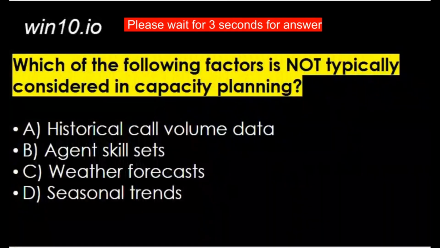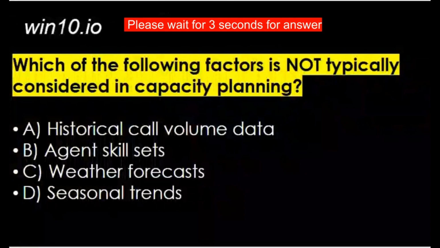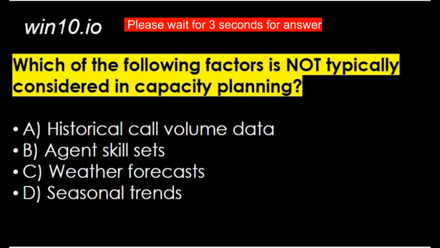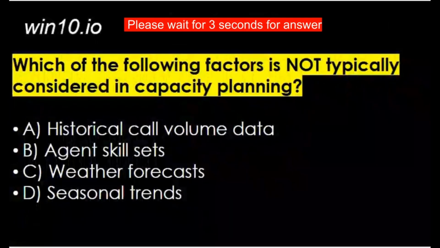Correct answer for this question is option number C, weather forecast. Weather forecast is not generally considered in capacity planning. Apart from that, we have the historical data, agent skill set, what kind of skill set agents need to be on, what kind of volume we can have, and what are the seasonal trends we may have. The call volume may fluctuate up and down. So all these things are considered apart from weather forecast.